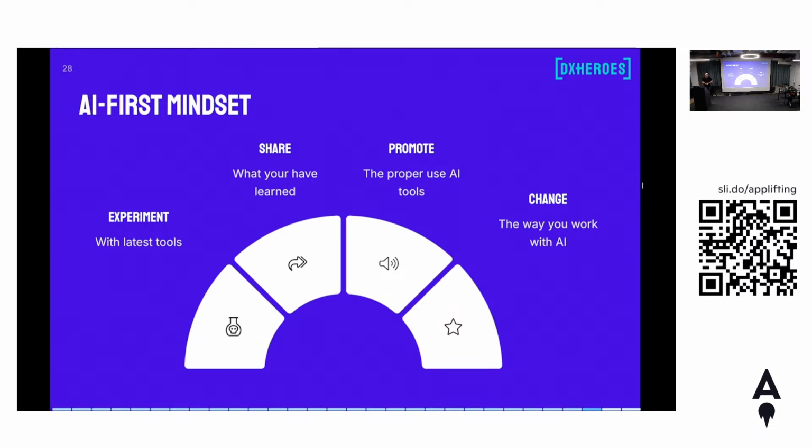And it's also about having an AI-first mindset, because we as DX Heroes encourage everyone to experiment with the latest tools. We want people to be excited about the technology and not feel restricted. We want them to share what they have learned, and we have regular workshops for that. We then promote the proper use of the AI tools with the things we found out internally and for our clients. And eventually, with all this, we can change the way we work with AI and make it work on larger repositories.